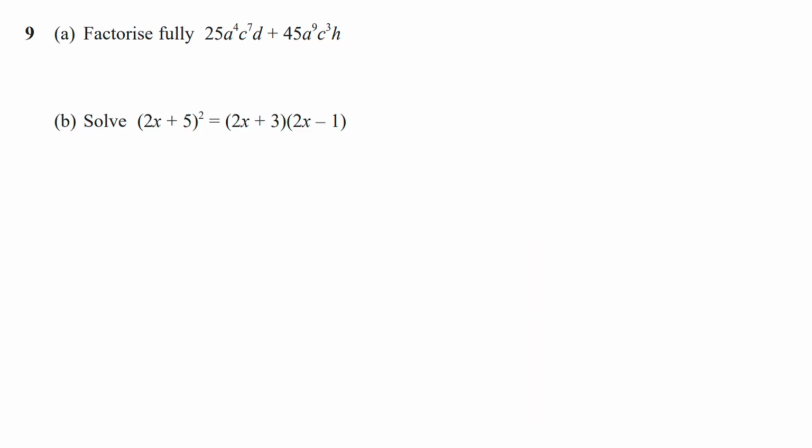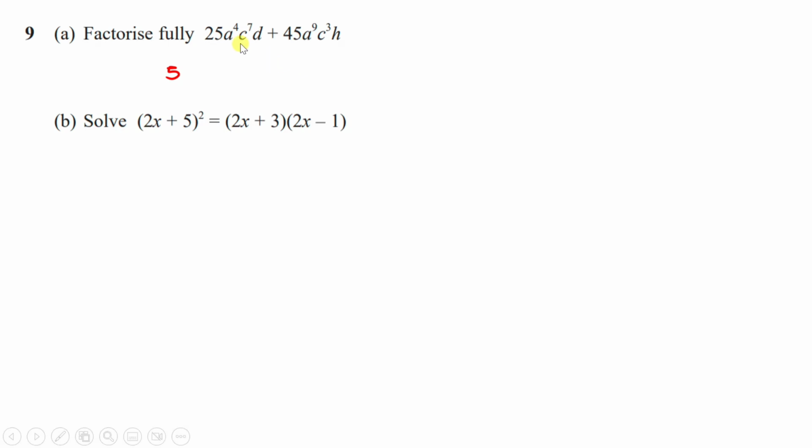Now 9. Factorize fully 25a to the 4, blah, blah, plus 45a to the 9, blah, blah. Okay, so an easy way to factorize this, guys, is to firstly look at the numbers and then factorize the letters second. Now, looking at numbers, we've got 25 and 45. So we've got to pick a times table that fits into both, and the one that fits into both is 5, and that's the highest one that fits into both.